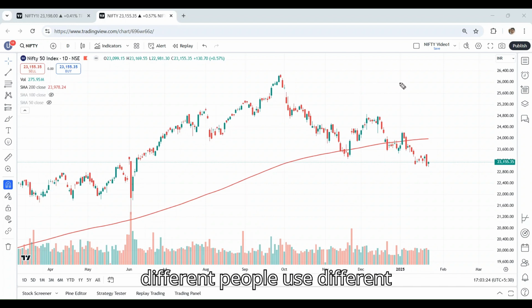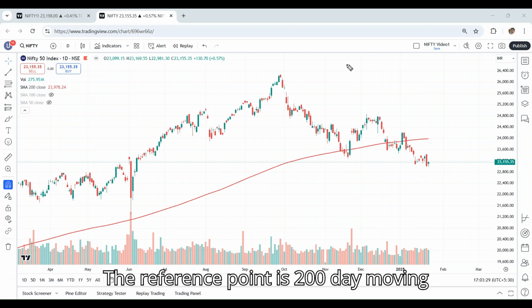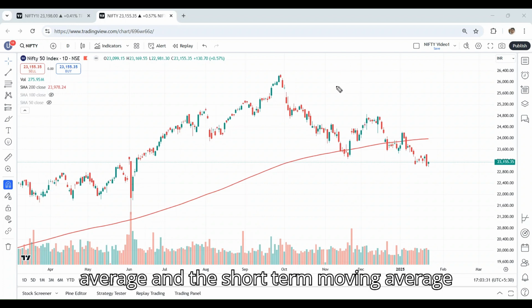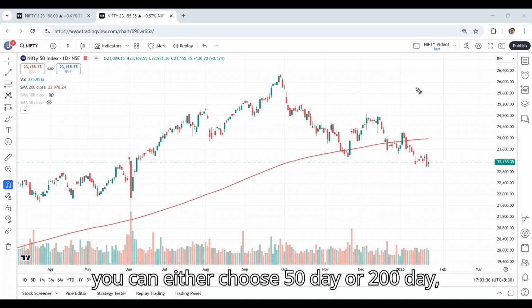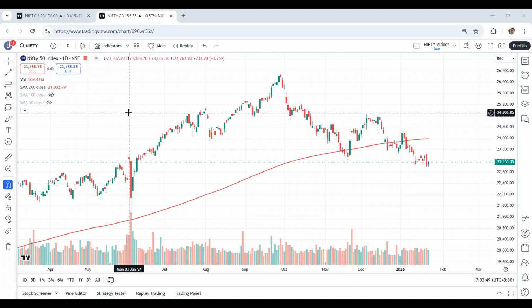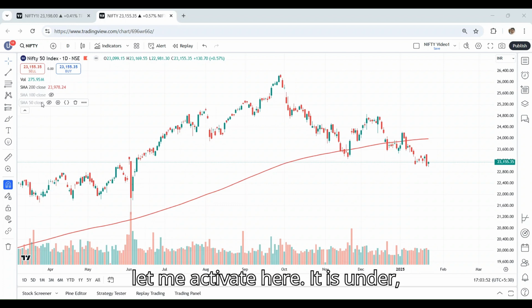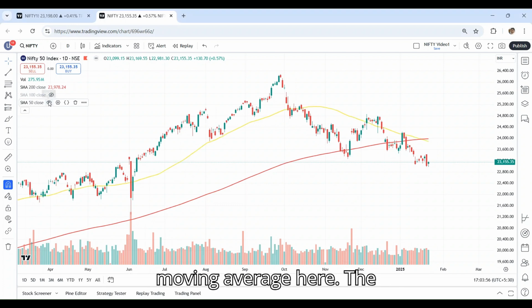So different people use different methodologies. Generally, the reference point is the 200-day moving average, and for the short term moving average, as per your convenience and experience, you can choose either 50-day or 100-day. So let us also have the 50-day moving average. Okay, let me activate it here. Yes, this yellow line is the 50-day moving average.